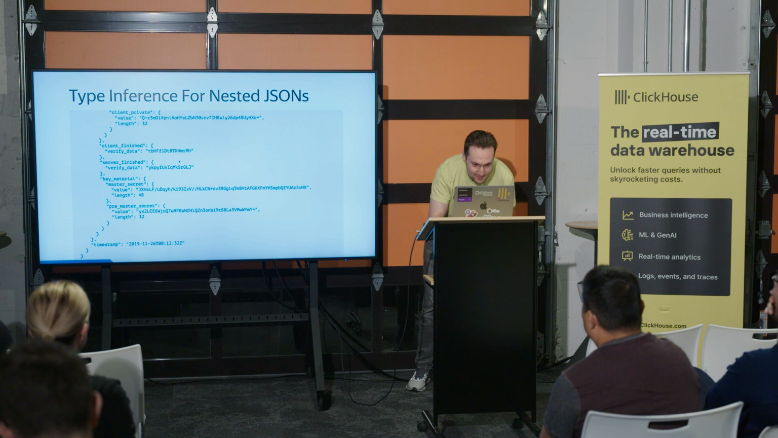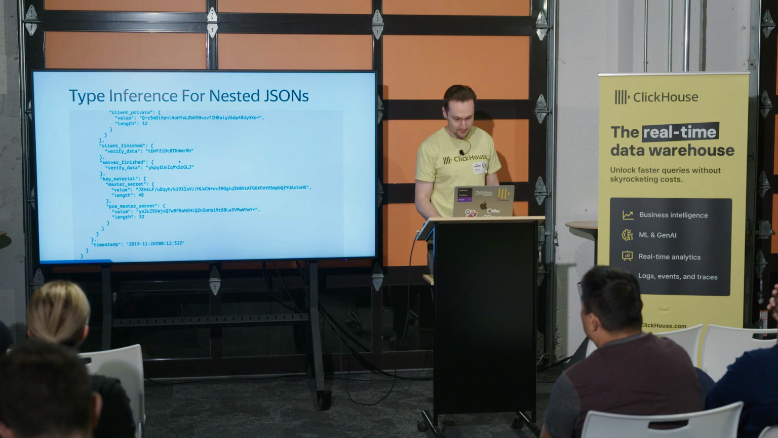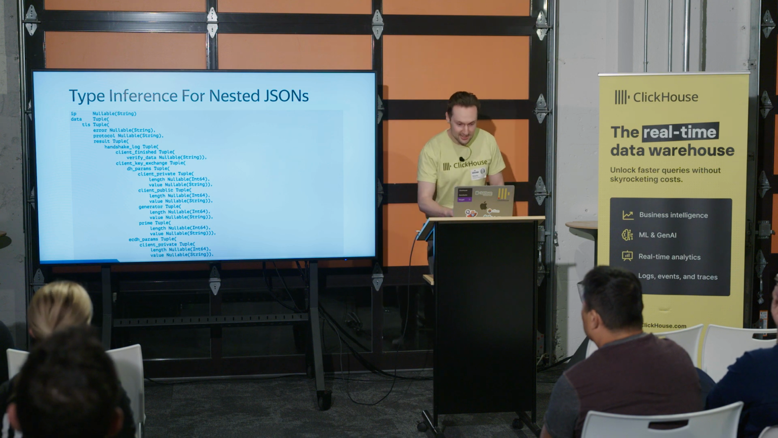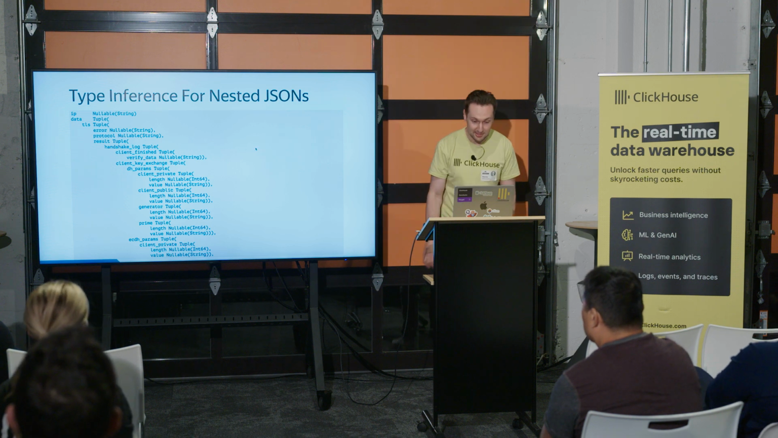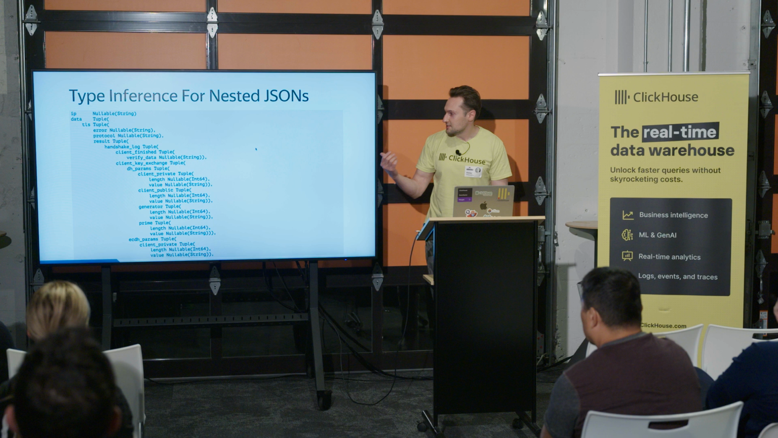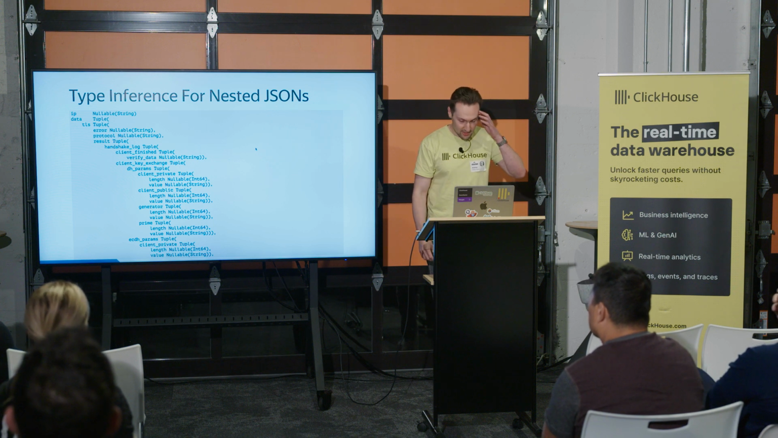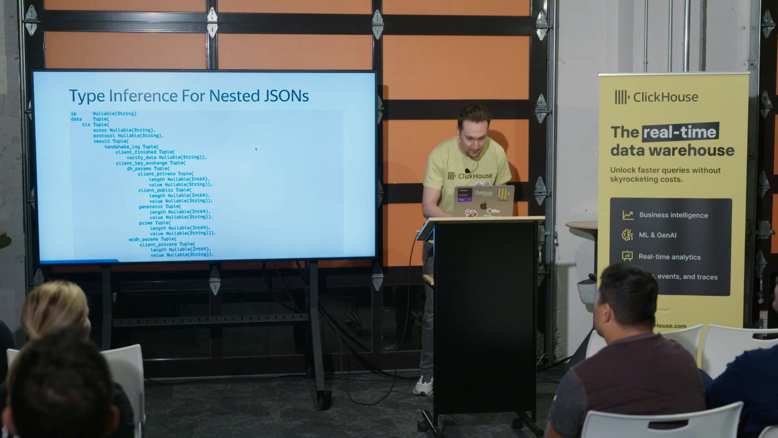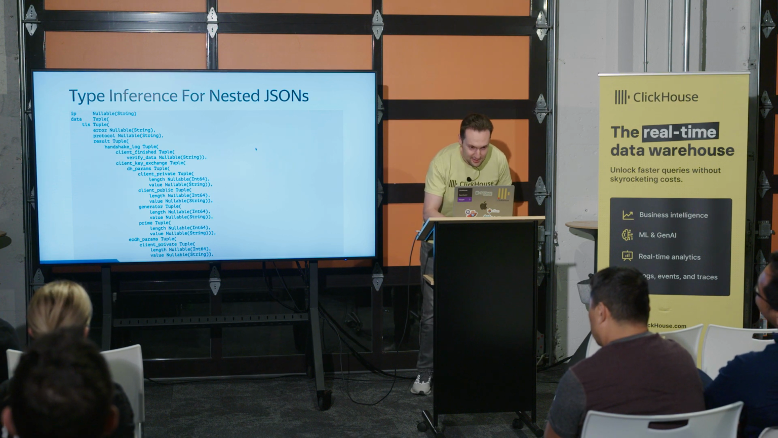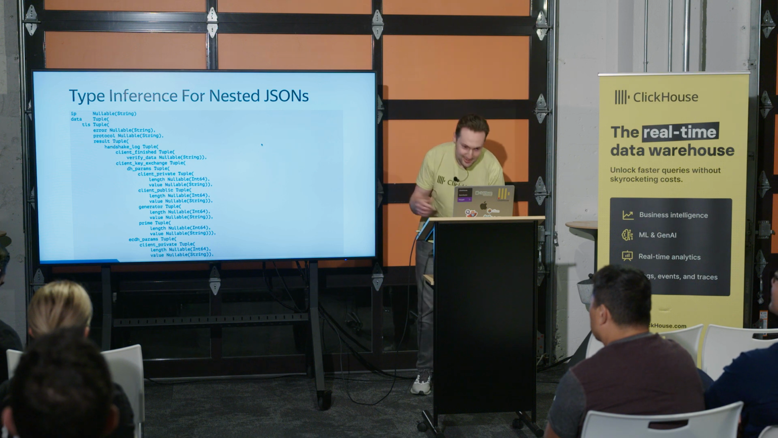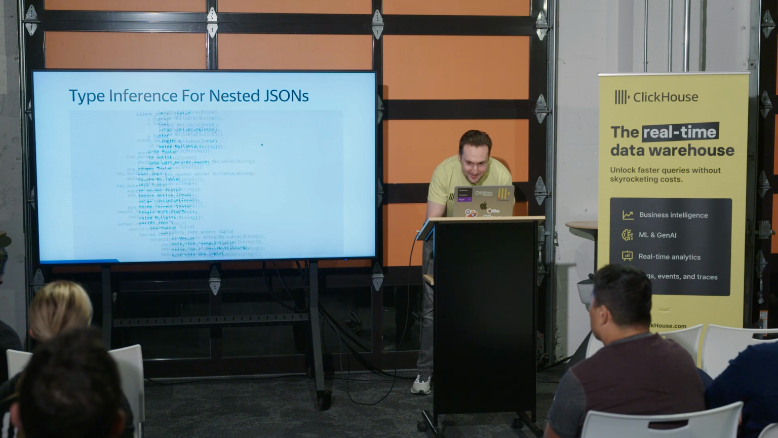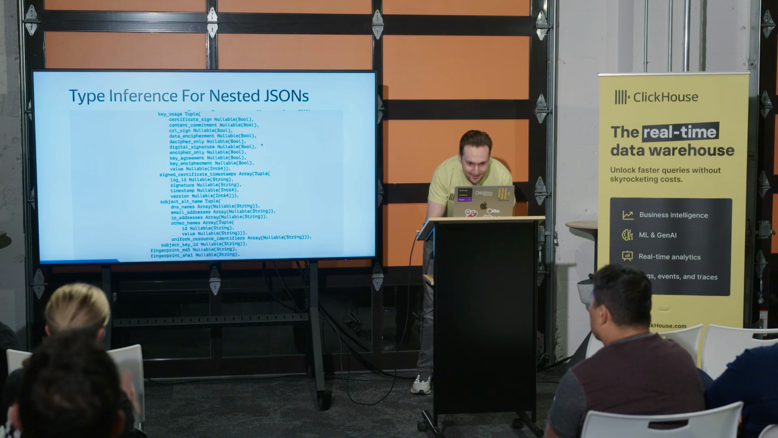I'm scrolling, and this is just a single object. And I don't have to define these data types in my table. They are inferred automatically when I create a table from this example data set. So let me take a look. What is the data type? What is the table structure created? So let me do it again.